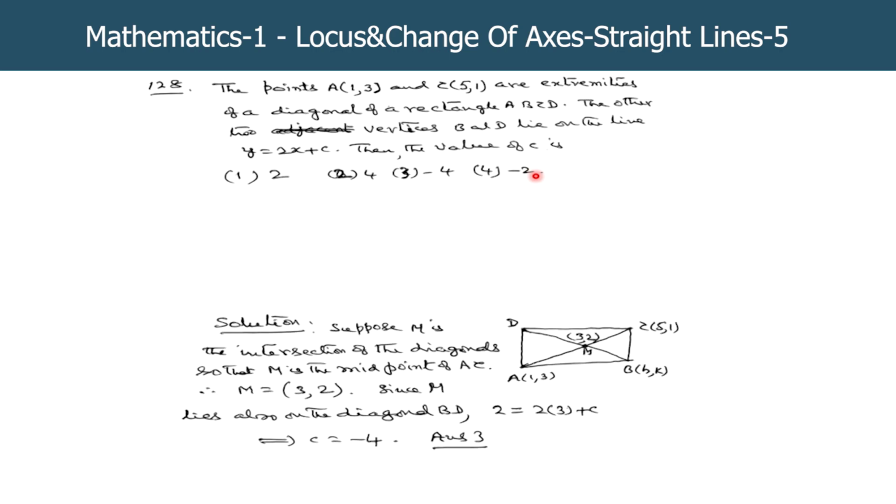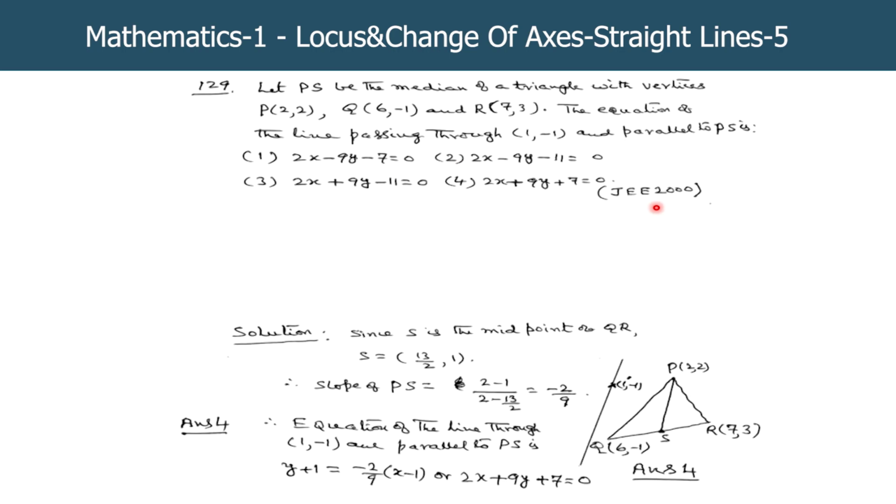Since M lies on the diagonal BD, we have got 2 is equal to 2 into 3 plus c. So that means c is equal to minus 4. So the correct option is option 3.